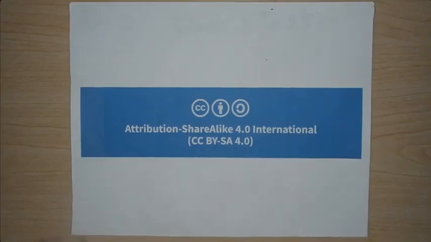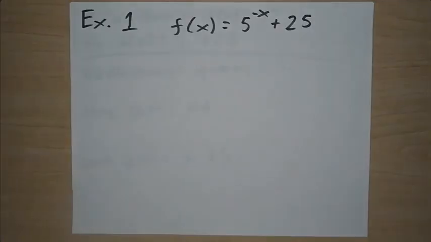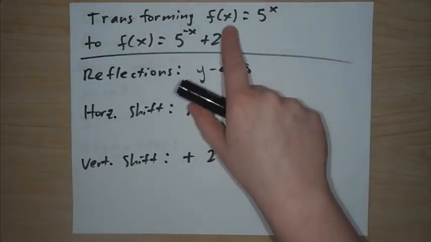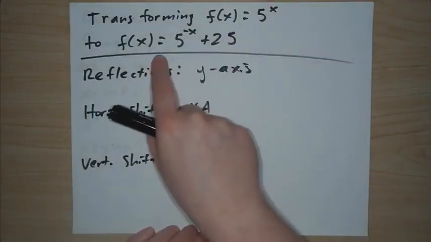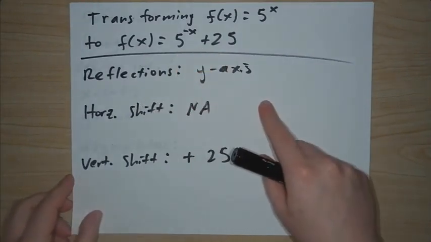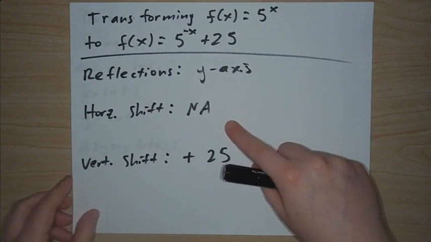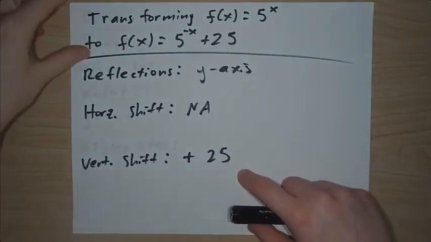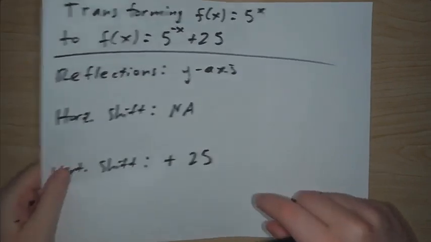Example 1 of the exponential functions lab. This is part 2. In part 1 we found transformations from f of x equals 5 to the x to f of x equals 5 to the negative x plus 25. We found that there was a reflection across the y-axis, that there was no horizontal shift, and that we had a vertical shift of plus 25. And then we graphed it.